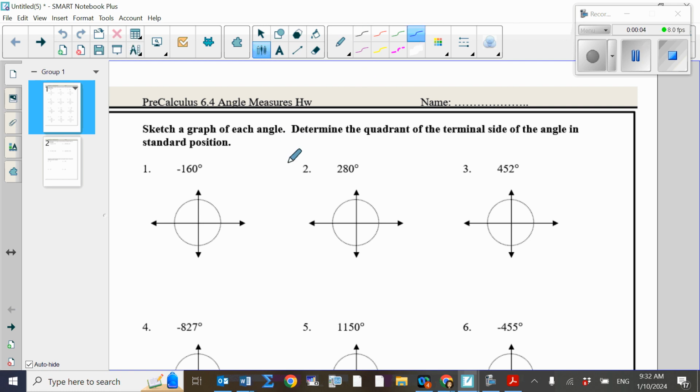Hi everyone, let's work on some of the problems of 6.4 angle measures. The first problem over here is asking us to graph this angle, which is negative 160 degrees.